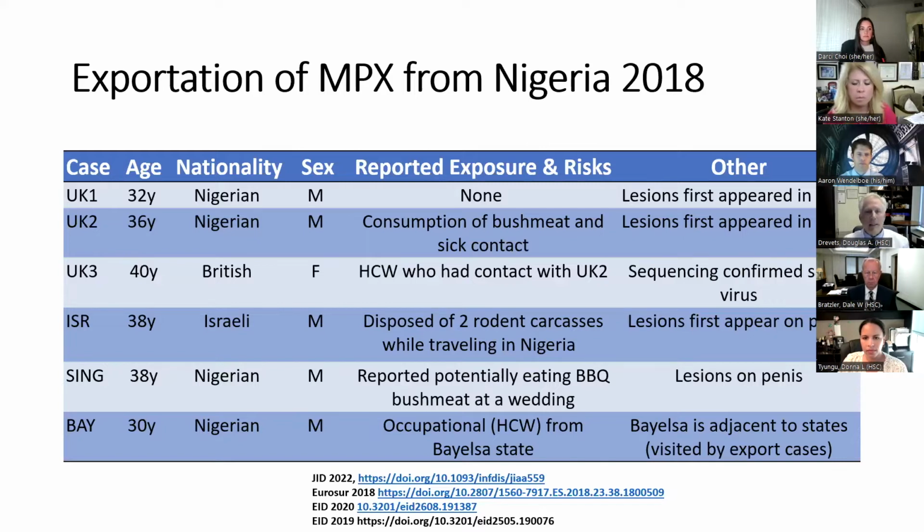And it was in 2018 that something kind of a seminal event happened. There was what was called exportation of monkeypox from Nigeria. And these are several different cases around the world. 3 of them were found in the UK, 1 in Israel, 1 in Singapore. And then there was also an unusual one, an occupationally acquired one in Bayelsa State in Nigeria. And this was thought to be kind of a key element of when the modern monkeypox virus spread to the rest of the world out of Nigeria.